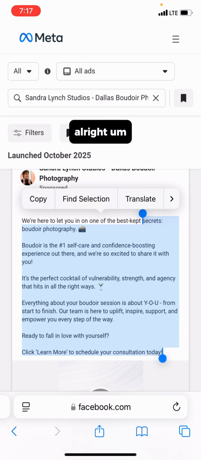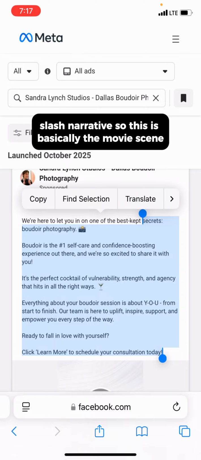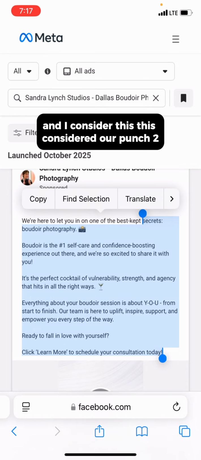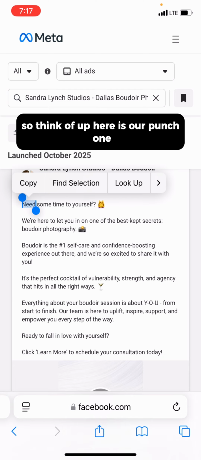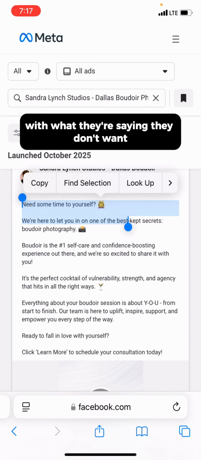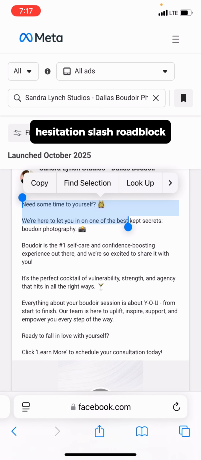All right, the next thing we want to have here is a story/narrative. So this is basically the movie scene, the movie script. And I consider this our punch two. So think of up here as our punch one: meeting the women in their brain with what they're saying they don't want, what they do want, and what they don't have to deal with. Negative, positive, hesitation/roadblock.